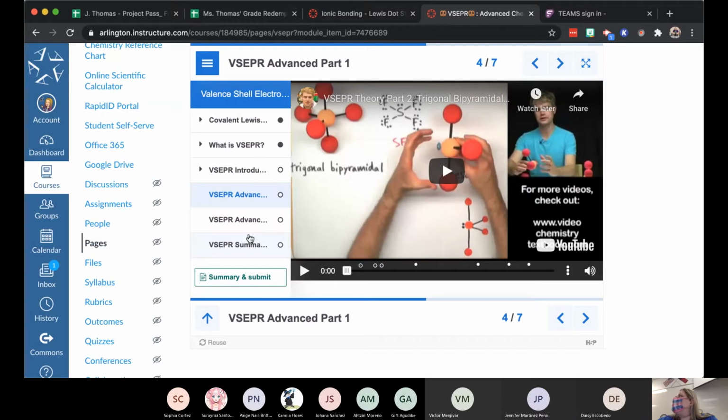So these are going to be things like sulfur, selenium, and a lot of our halogens like chlorine, bromine, and iodine that are further down can do this.